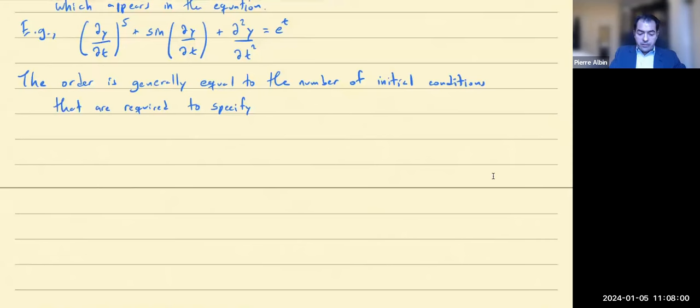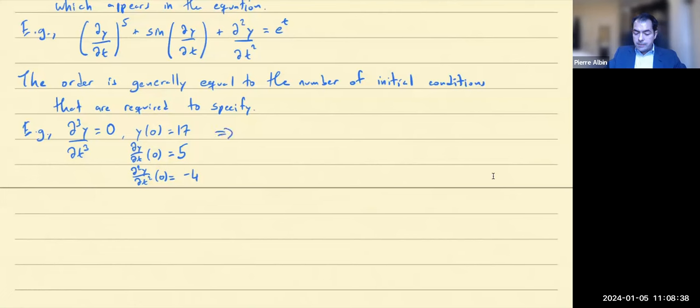For example, let's say we have that same differential equation, just knowing the third derivative is equal to zero. And let's say that we're also given that y of 0 is equal to 17, the derivative of y with respect to t at t equal to 0 is equal to 5, and the second derivative of y with respect to t at t equal to 0 is equal to minus 4. Then we would know that y is not just some arbitrary polynomial of degree 2, it is this polynomial of degree 2, right? So as soon as you give me three initial conditions, then I can specify those three constants that we had in the general solution, and figure out a unique solution.